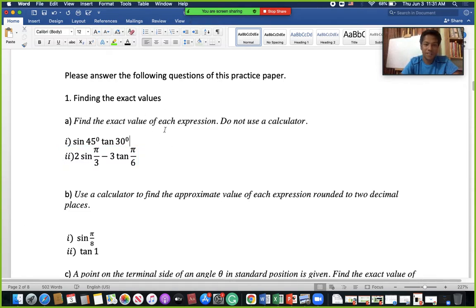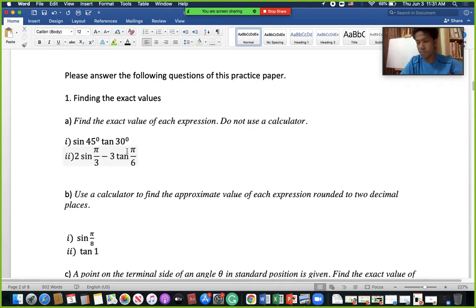Find the exact values of each expression. Do not use the calculator. So you cannot use the calculator here. That means you cannot write the answer as a decimal value. You have to write the exact value of the sine and cosine.